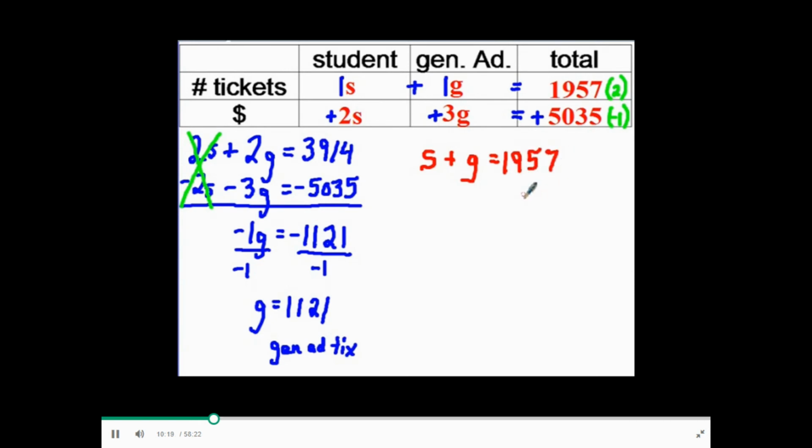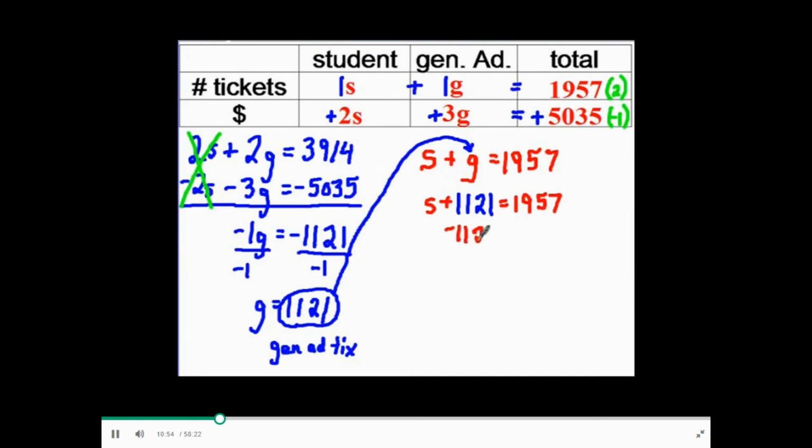So, as you can see, I copied my top equation. But then, instead of G, I'm going to put 1,121. It's important to notice that you have to type it in or write it into the correct letter. You have to put it in here for G for this to make sense in the end. So instead of G, I'm going to put 1,121. Everything else, I'm just going to copy. So copy your S, copy your equal sign, the plus sign, everything, 1957.